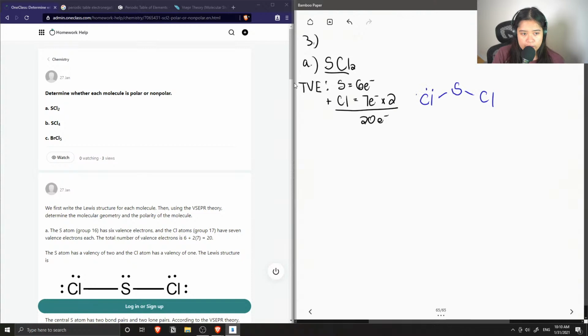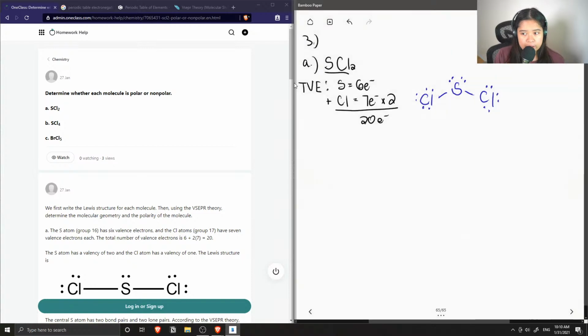And I can also draw in all of the lone pairs on my chlorine atoms as well. So if I count out how many electrons I've drawn so far, and I recall that each bond contains 2 bonding electrons, then I have only drawn 16 out of the 20 electrons I need for this structure. So for the remaining 4, I'm just going to place them as lone pairs on my central sulfur atom.